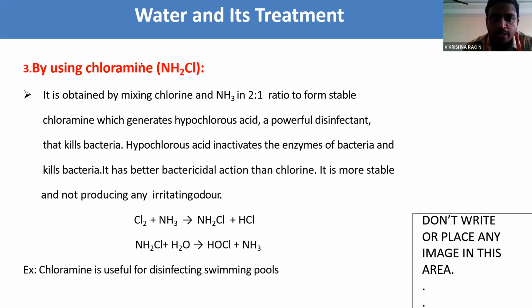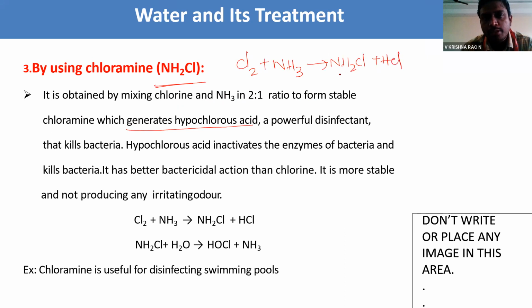The formula for chloramine is NH2Cl. It is obtained by mixing chlorine and ammonia in a 2:1 ratio to form the stable chloramine, which generates hypochlorous acid. The preparation of chloramine is Cl2 plus NH3, which gives NH2Cl plus HCl.